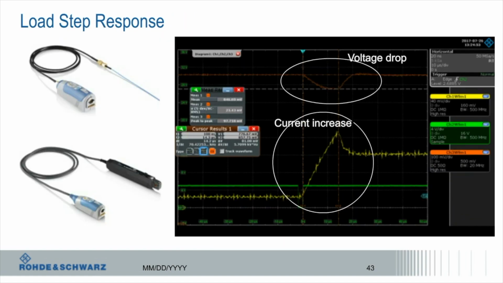Power rail probes are also great connected to power rails when combined with a current probe for load step response measurements. Here's an example using our RTO 2000 with a power rail probe and a current probe. We can see as there's a significant change in the current that we get a voltage drop on our power rail, and we can precisely measure both the drop of the voltage and see how it correlates to the current increase.